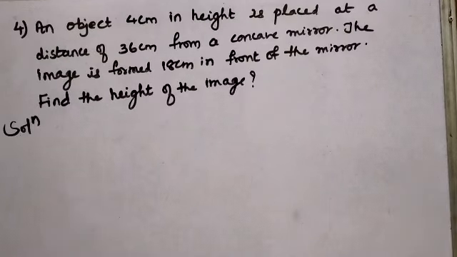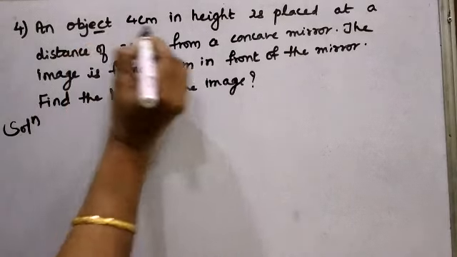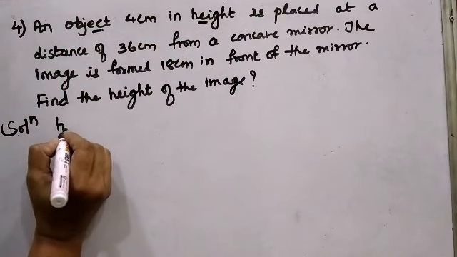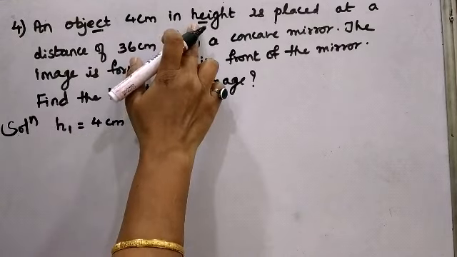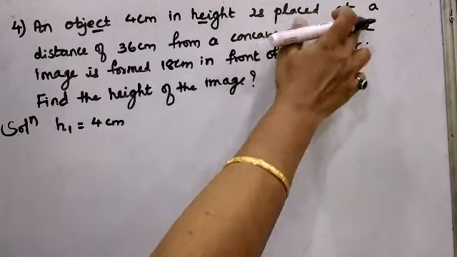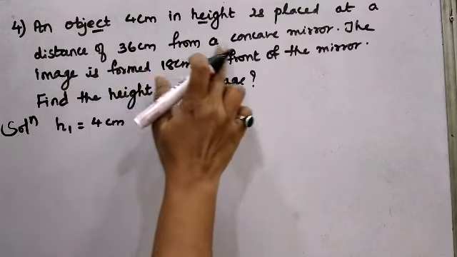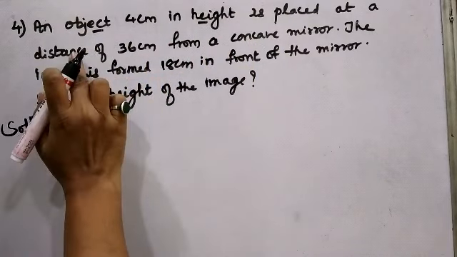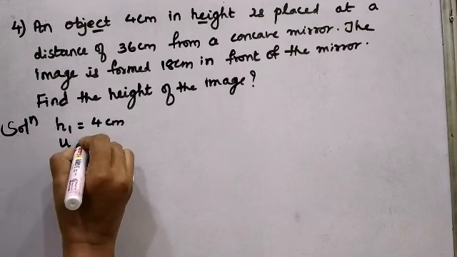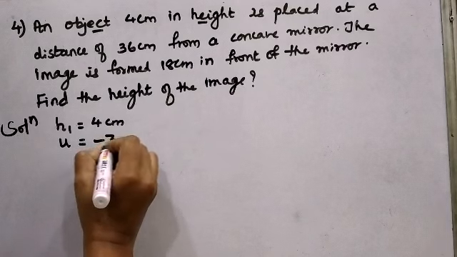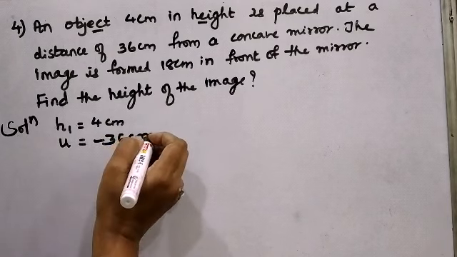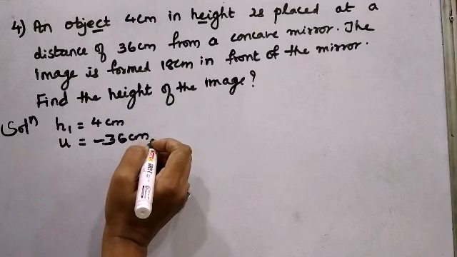Fourth sum: an object 4 centimeters in height. So the height of the object, how do we denote the height of the object? h1 is 4 centimeters, the height of the object is 4 centimeters. The object is placed at a distance of 36 centimeters from a concave mirror. Object distance is denoted by u. Object is always kept on the left side of the mirror. Therefore, object distance will always be negative because distances taken to the left of the pole or left of the origin are taken as negative.